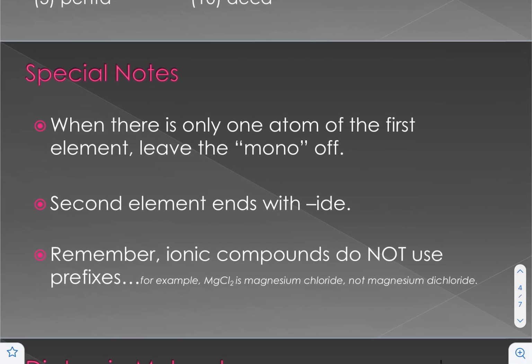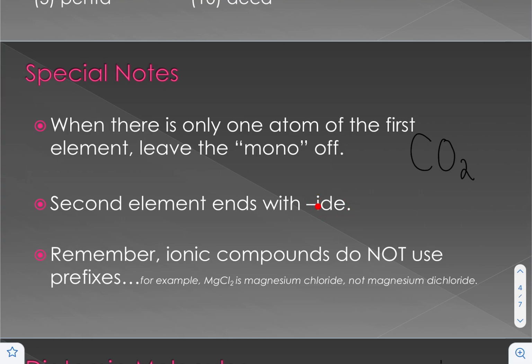There's just a few rules to follow. When there's only one atom of the first element, we're going to leave the mono off. I'll give you a good example of that you've heard before. This molecule right there is carbon dioxide. It's not monocarbon dioxide, it's just carbon. Di stands for 2, oxide. Which brings me to the second rule. The second element ends with "ide." So we don't call this carbon dioxygen, we call it carbon dioxide.